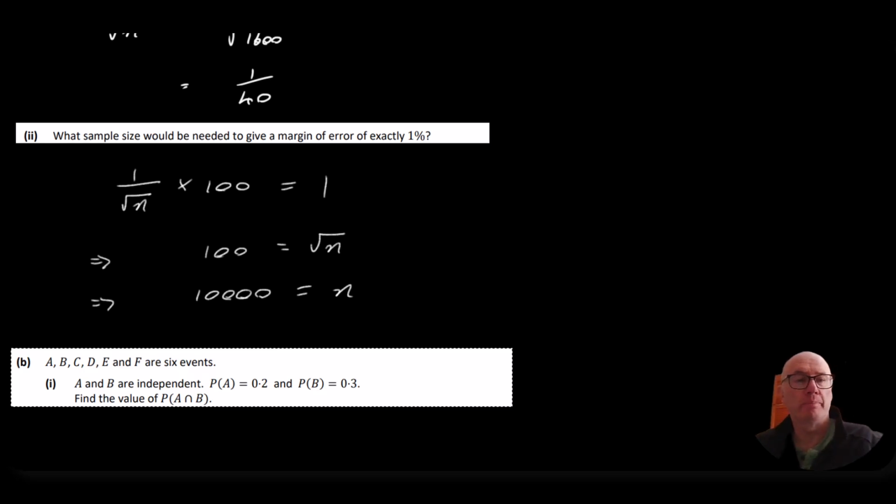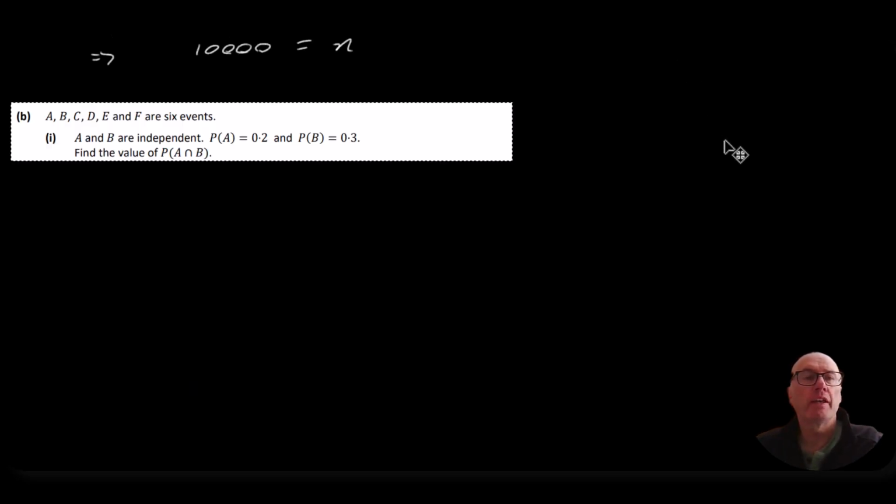So let's look at B part 1. A, B, C, D, E and F are 6 events. A and B are independent. The probability of A is equal to 0.2. The probability of B is 0.3. Find the value of the probability of A intersection B.